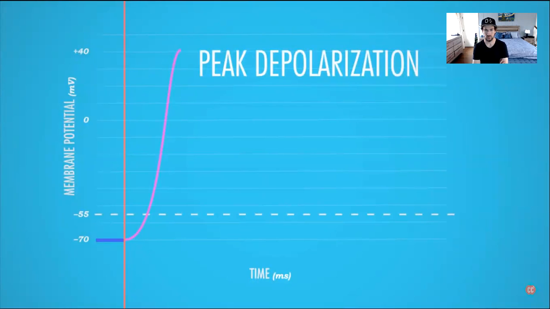world. And because the voltages in this process are always pretty much the same, the initial threshold around negative 55 millivolts and the peak depolarization at 40 millivolts, your neurons only communicate in a single monotone buzz. It doesn't matter if it's a spider on your knee or an elephant, a paper cut or a stab wound, the strength of that action potential is always the same. What does change is the frequency of the buzz.